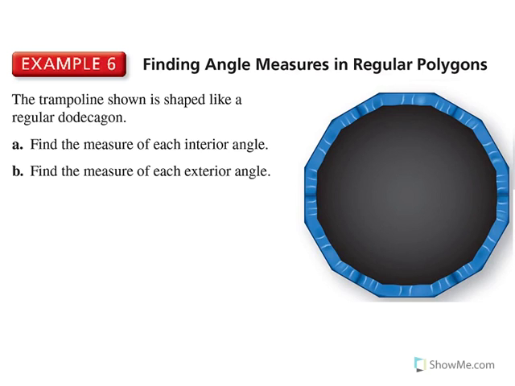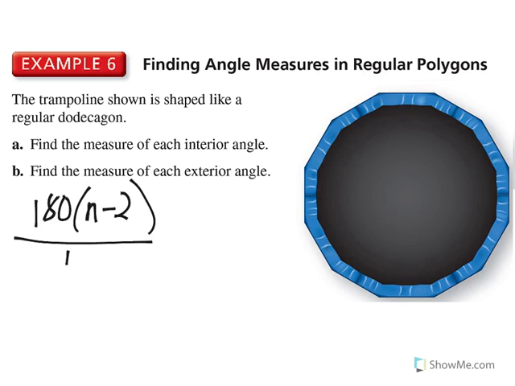In this last example, we have a trampoline. It says it's shaped like a dodecagon. It says to find the measure of each interior angle and find the measure of each exterior angle. So first I'm going to look at my sides. You can either count your sides, or if you know that a dodecagon is 12-sided. So the measure of each interior angle is going to be 180 times n minus 2. And then this would tell me how many degree measures are inside total. If I want to know what the measure is of each one, I need to divide that total by the total number of angles I have inside, which is going to be 12.